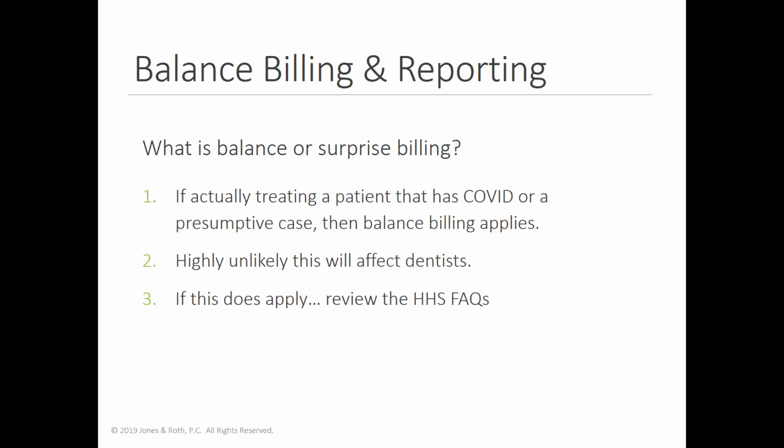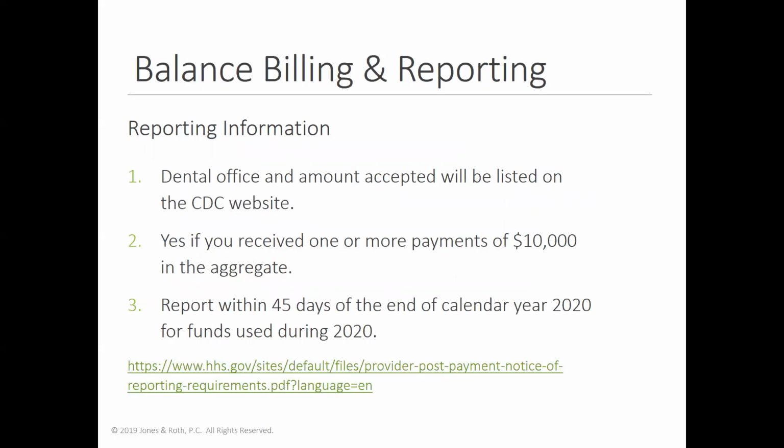Now, if this does apply, if there is an emergency, somebody has COVID, and there's nothing you can do to avoid it, then I would really go review the HHS FAQs. This is a little bit outside of my realm. More than anything, I want you to be aware that it is there, and it is something that you need to be aware of. But if you have questions there, I would definitely go look at the HHS FAQs. That's a big piece of this. A little more on balance billing.